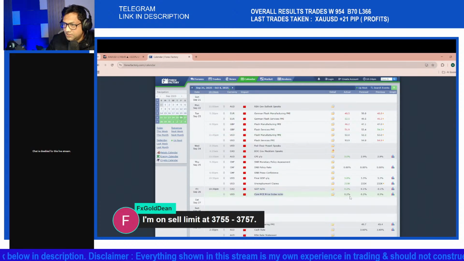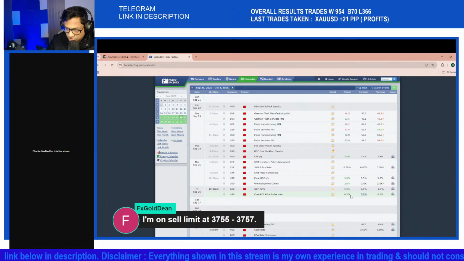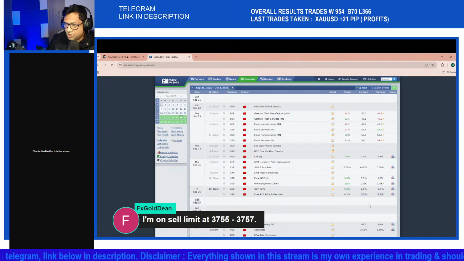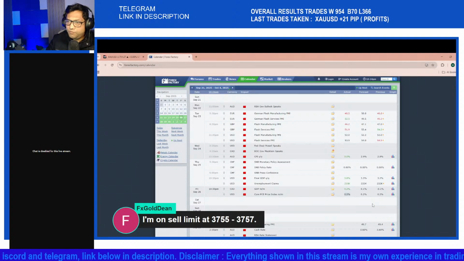Core PCE price index, 0.2% forecast, but CAD GDP was positive. So core PCE price index is 0.2% on the dollar, and you see that CAD GDP is up.